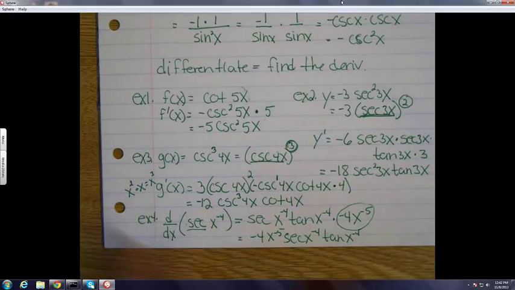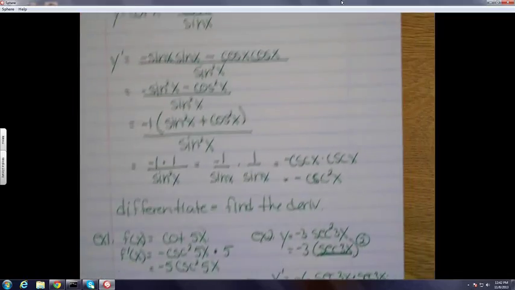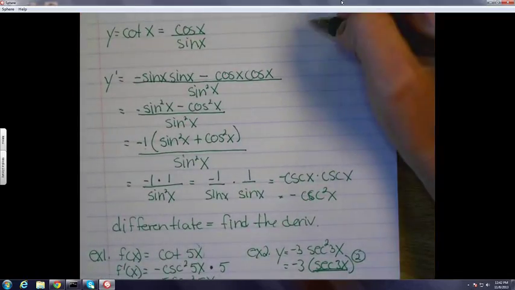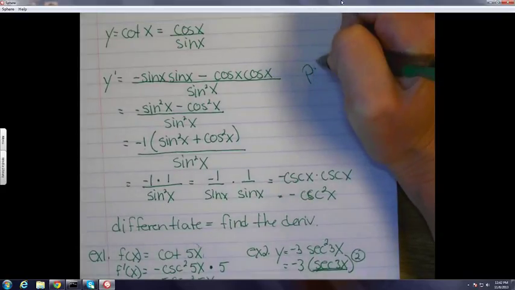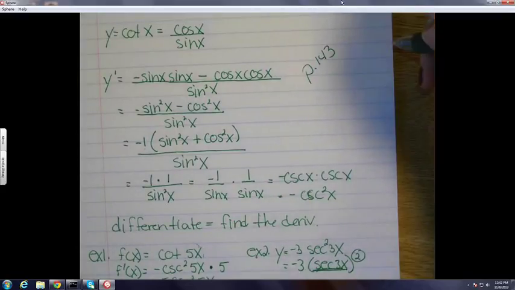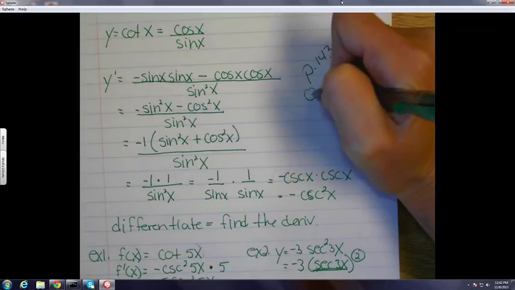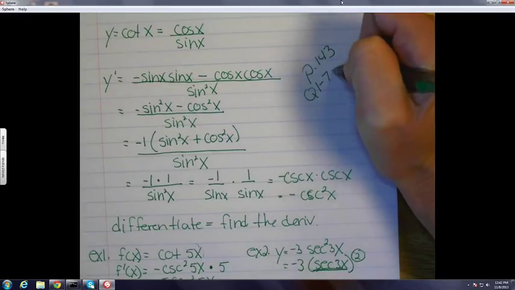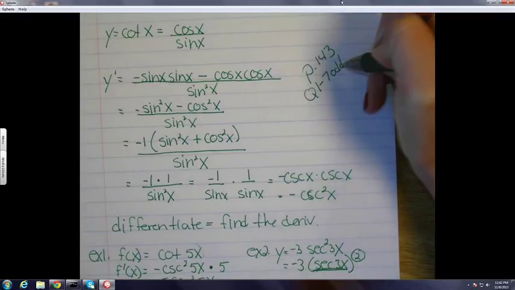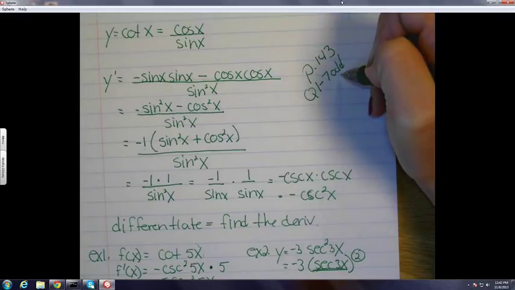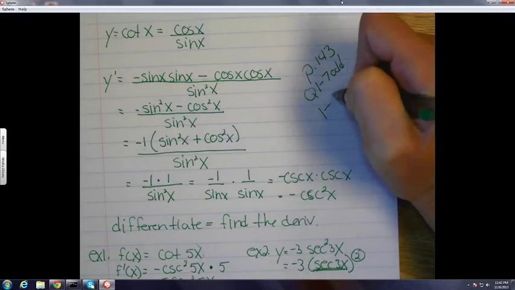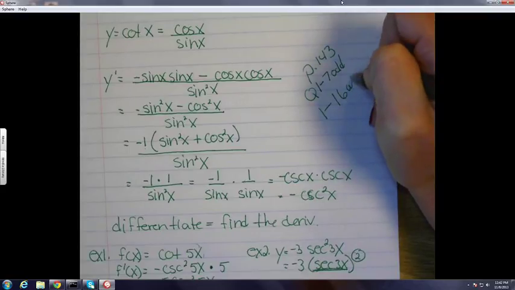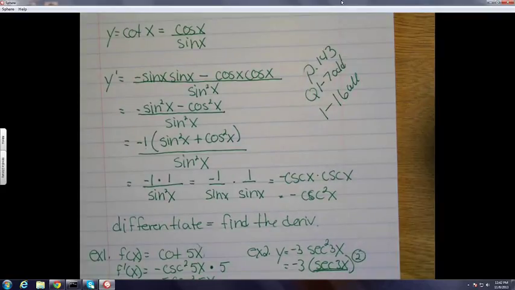Okay. So, assignment will be page 143, quickies 1 through 7 odd, and 1 through 16 odd. Okay, yeah, I got the right one. Okay, that's it.